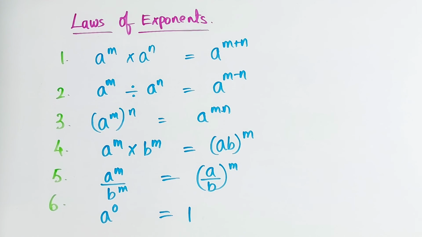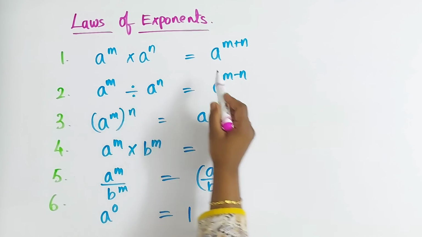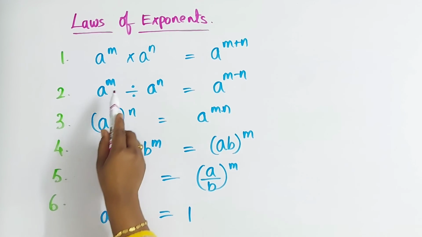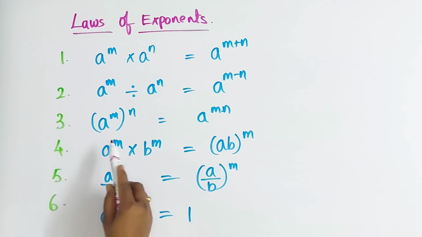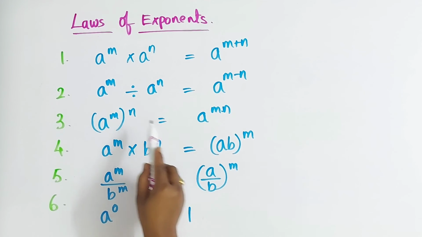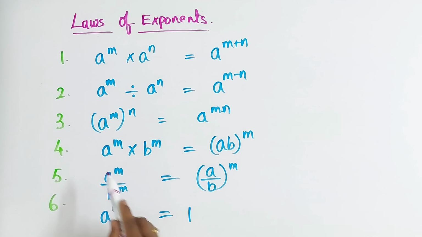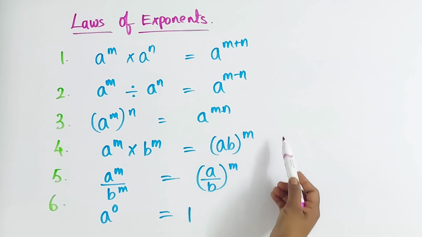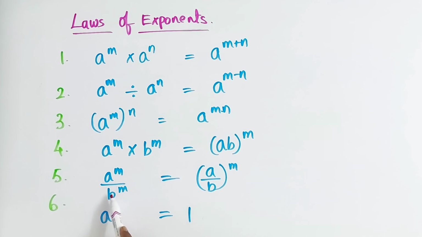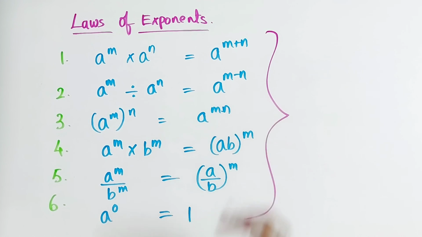These are the laws of exponents, children. First one, a power m into a power n equals a power of m plus n. A power m divided by a power n equals a power of m minus n. Third one, a power m whole to the power of n equals a power m into n. Fourth one, a power m into b power m equals ab whole power m. Fifth one, a power m divided by b power m equals a divided by b whole to the power of m. Sixth one, a power 0 equals 1. These are the laws of exponents introduced in 7th standard, children.